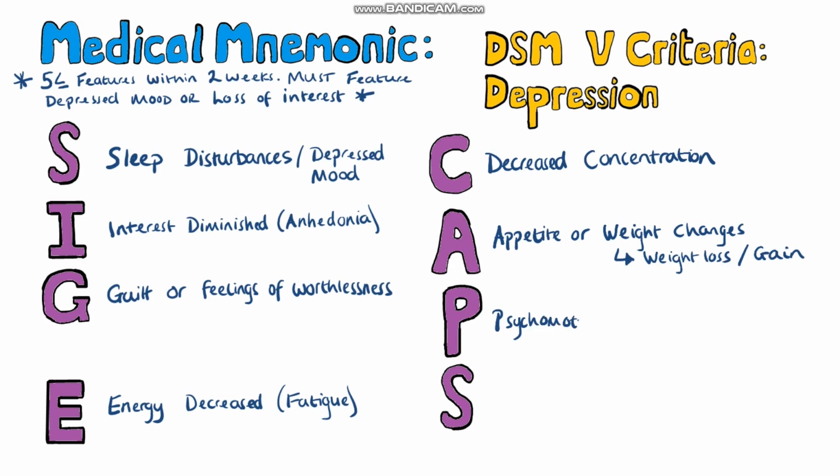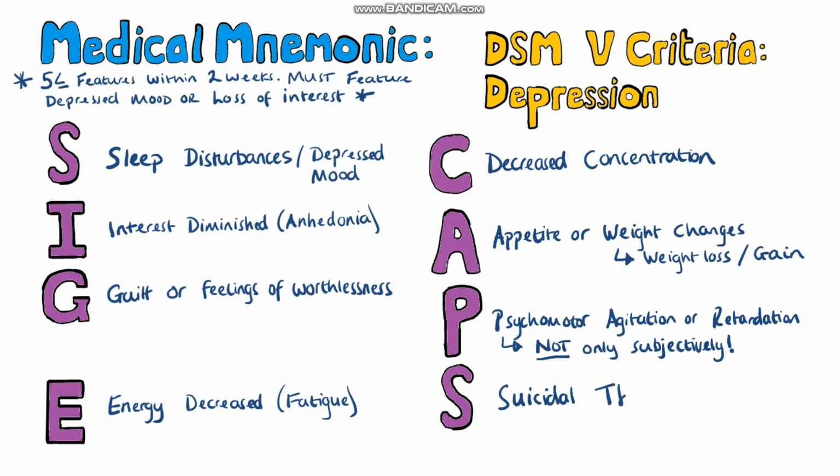P is for psychomotor agitation or retardation, which is the slowing down of thoughts and movement, and that's not just a subjective slowing down, but also something that's noticed by other people. Finally, S is for suicidal thoughts.